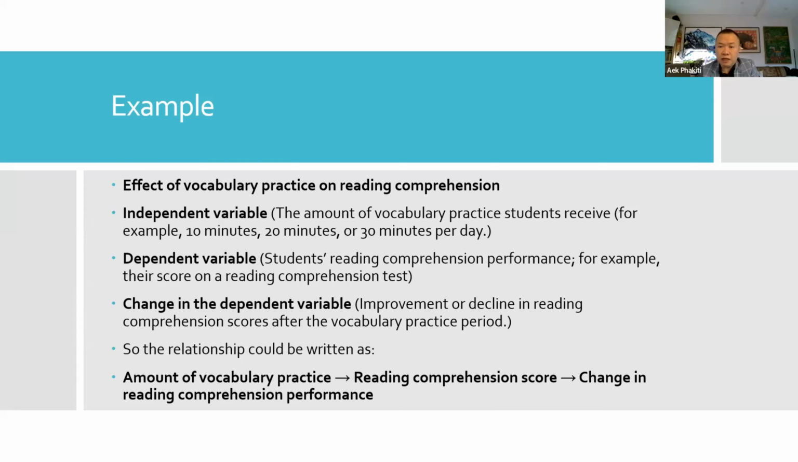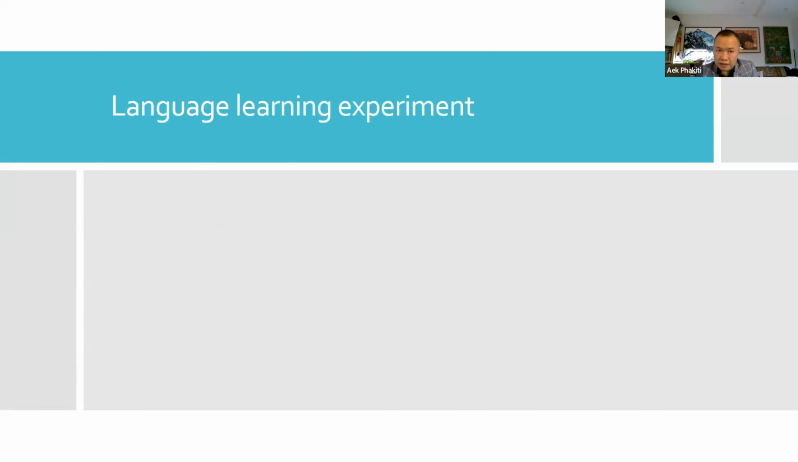So it could be something like a pre-test and post-test. Give them a pre-test before the vocabulary learning conditions here, and then you give them the post-test, and then you can compare whether the performance improved or not. So the change here could be improve, decline, or no improvement. And that's what we are after in the research. So you can write something like: the amount of vocabulary practice can lead to change in the reading comprehension score performance. That's what you would be interested in.